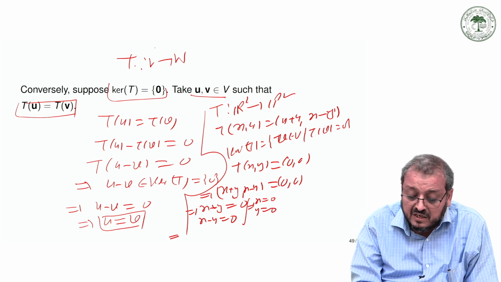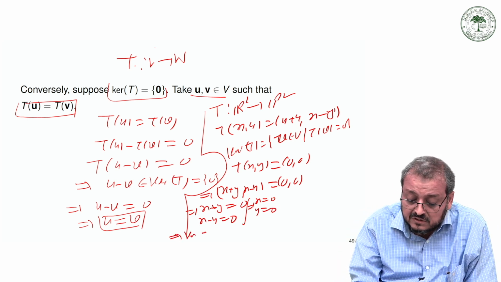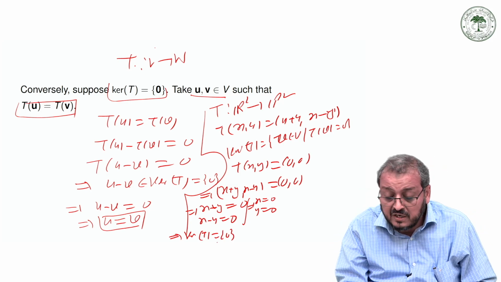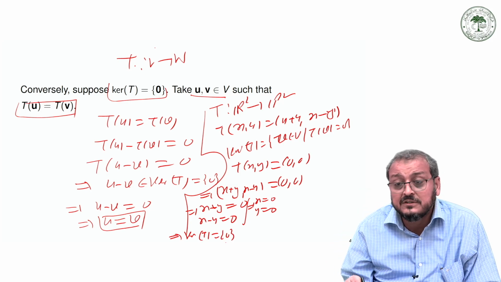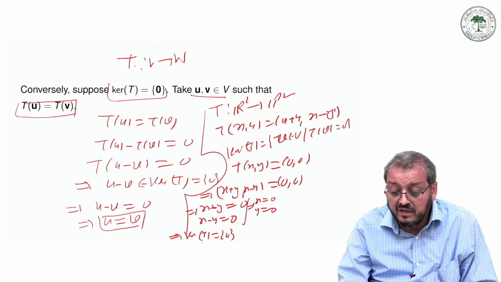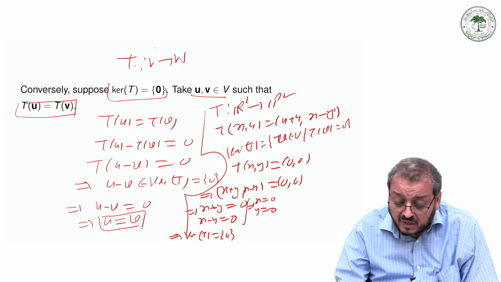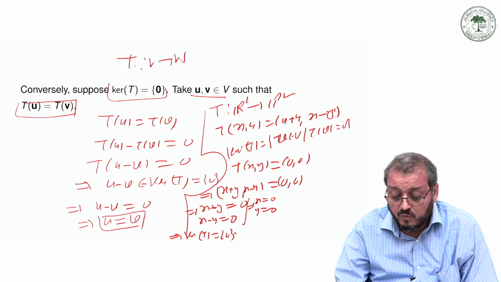And then we can clearly say that the kernel of this T is nothing but the 0 subspace, and if the kernel of this is equal to the 0 subspace, then we can say that clearly this is one-one by this theorem.